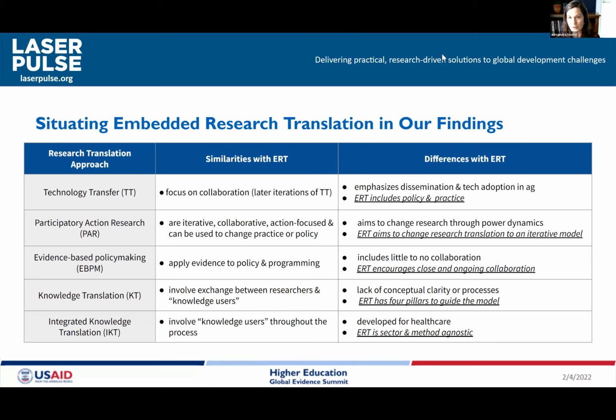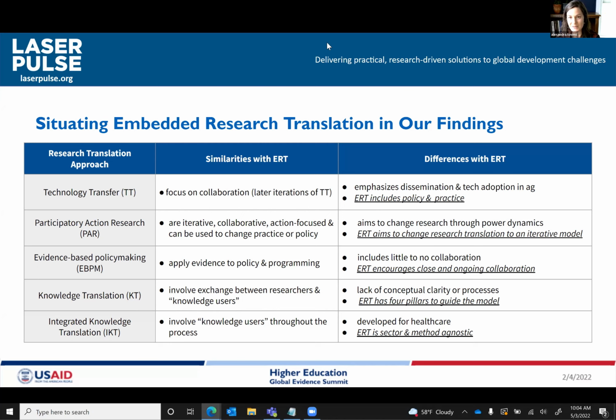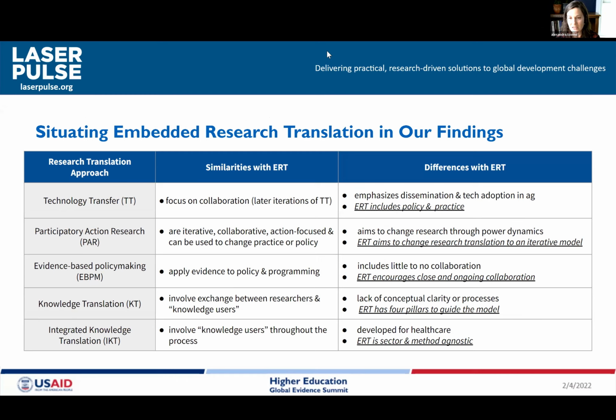However, as Laura had mentioned, one of the key findings when we looked at all of these is that IKT is really sector agnostic. It can be applied to any discipline, whether it's agriculture, environmental sciences, engineering, health, across the board. And it's also method agnostic. So it can really support the more qualitative approaches, as well as random controlled trials, statistics, kind of anything in between. So this again is a capture of how ERT complements as well as builds upon, and really is an innovative and different way of carrying out research translation in international development.